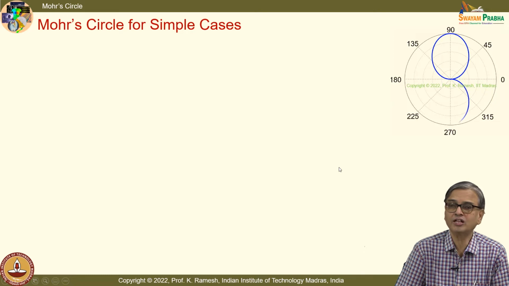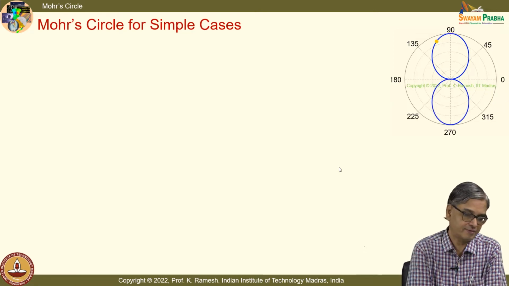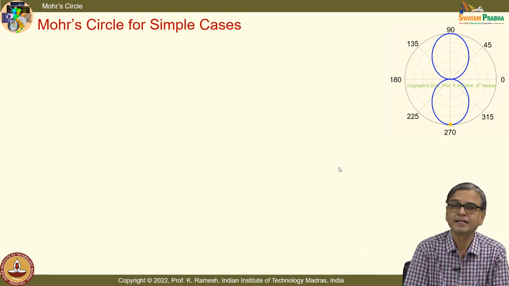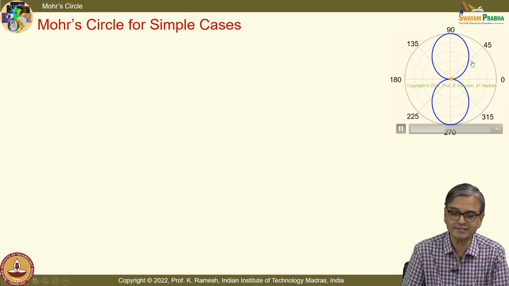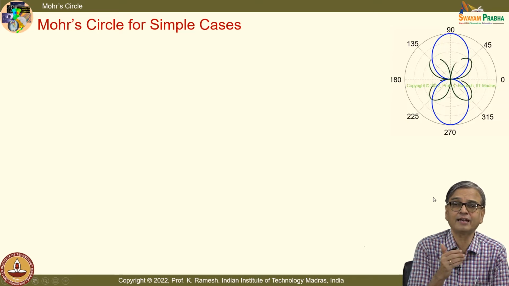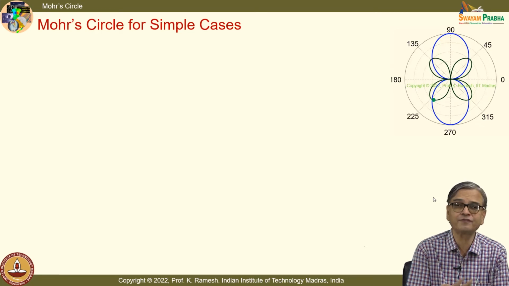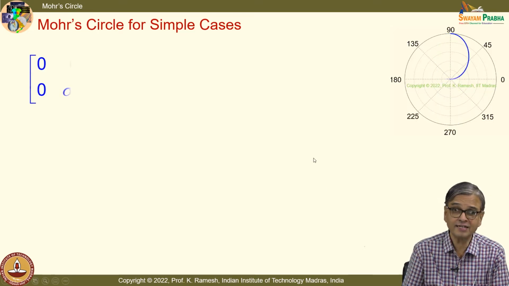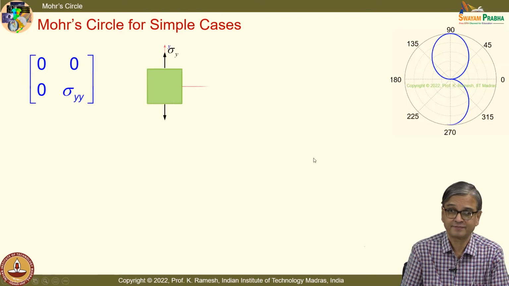Let us draw the Mohr circle for simple cases. We have been talking about simple tension, and we have looked at a very nice, beautiful graphical representation. What will occur naturally to you is that you will only draw a polar plot. When it is a function of theta, one way of representing it is by a polar plot. And the Mohr circle is a real gift.